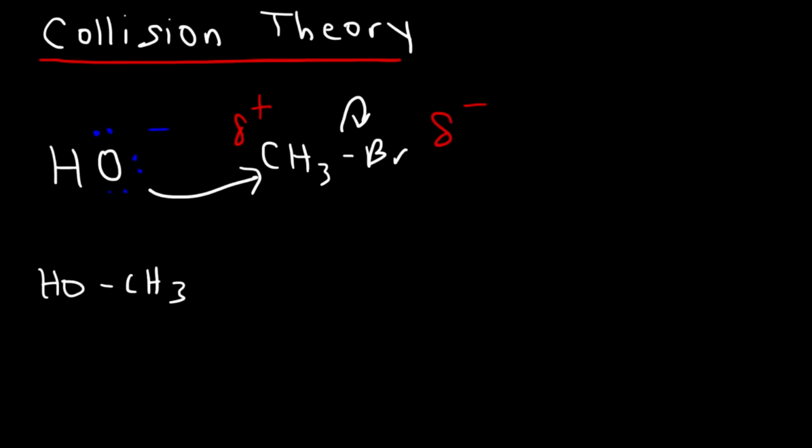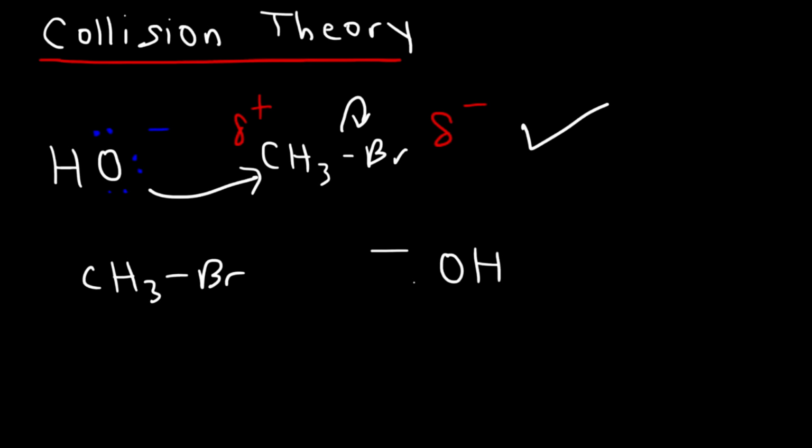So if it approaches from the back of the methyl bromide, if it attacks from the carbon side, it has the correct molecular orientation, so the reaction is going to work. Now let's say it approaches from the other direction. So let's say this is methyl bromide, and hydroxide is coming in this direction. Well, the reaction is not going to happen. Hydroxide is repelled by the partial negative charge of the bromine atom. And so when two negative charges come together, they're going to feel a force that's going to repel them. And so that's going to prevent the reaction from occurring.